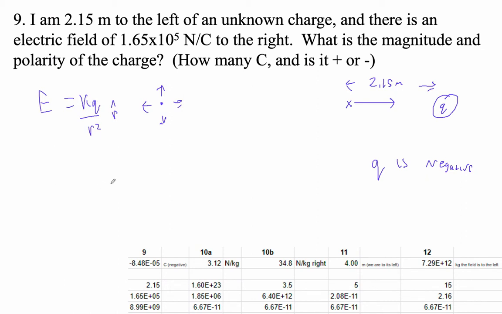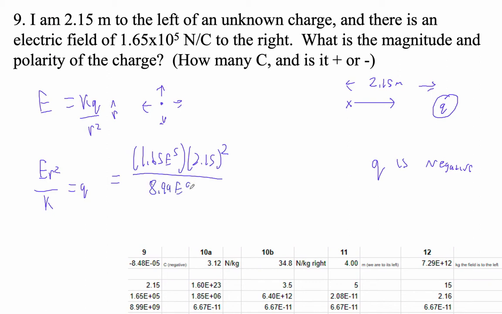I'm just going to stick numbers in here. We are solving for the Q, so E R squared over k must be Q. So that is 1.65 E5 times 2.15 squared divided by 8.99 E9. And I'm just finding the absolute value of our charge. We know already that it's negative. Now, in reality, this factor right here would be negative because it's toward that charge. I'm just not going to do that because I think people will find that confusing.